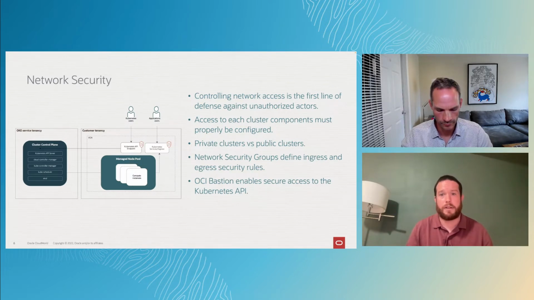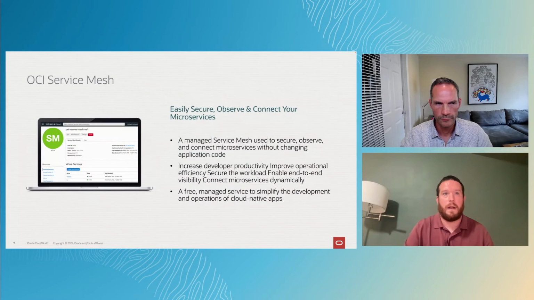Finally, since your cluster is private, the OCI Bastion service can be used to create a secure and ephemeral connection to your Kubernetes API for operational access. While it is important to properly configure your cluster's network perimeter, it is equally as important to also ensure inter-cluster networking has been properly secured.